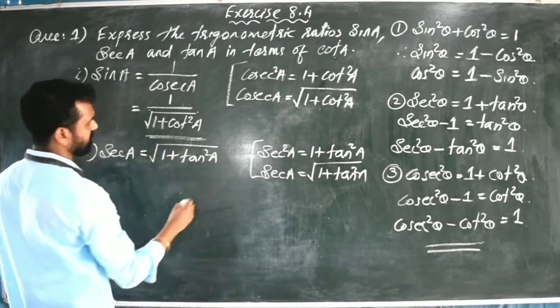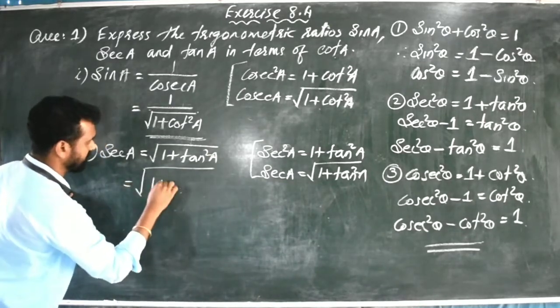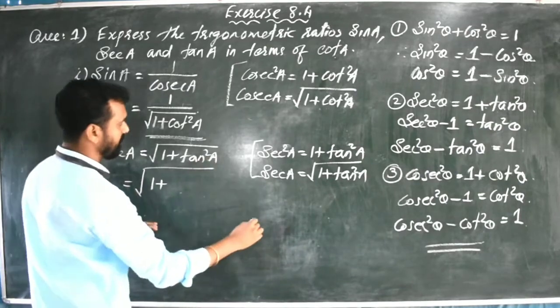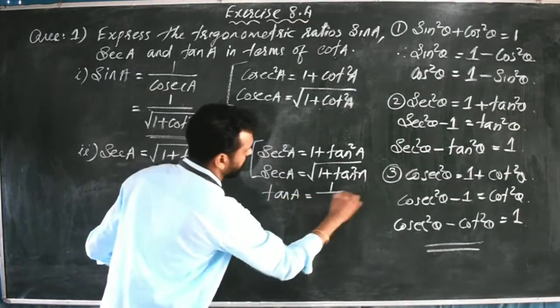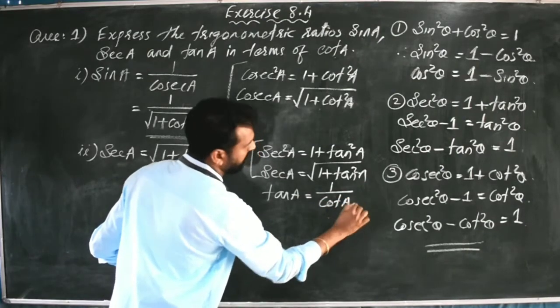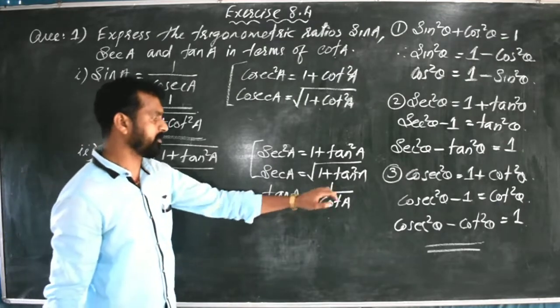Square root of 1 plus tan square A. That is equal to square root of 1 plus tan square A. Tan A is equal to, what is the answer? Tan A is equal to 1 divided by cot A. We have studied the formula: tan A and cot A are reciprocal ratios. So tan A is equal to 1 by cot A.